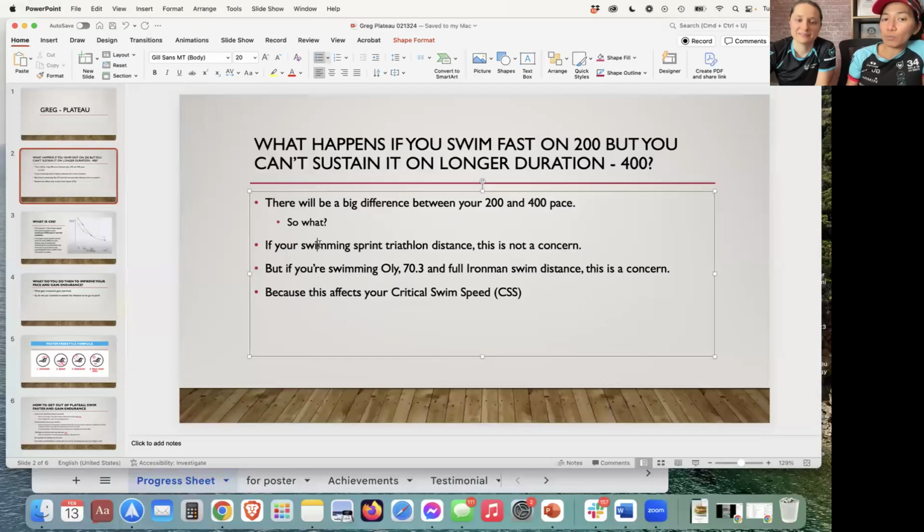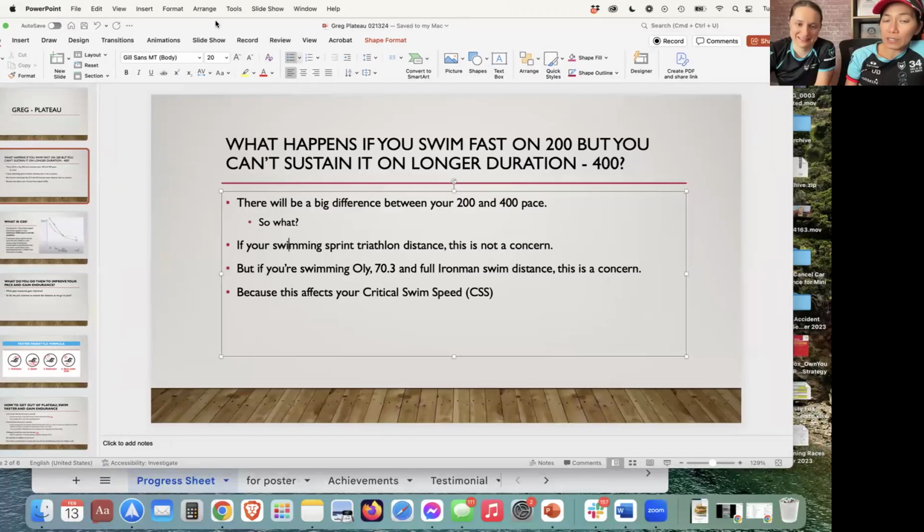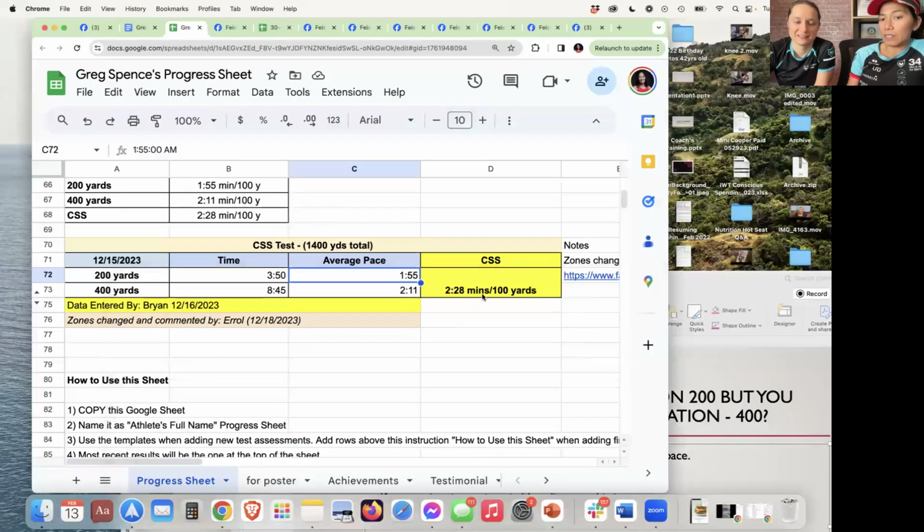If you're swimming sprint triathlon distance, that is okay, because sprint is short. You're gonna be done. But if you are aiming for Olympic distance, which is about 1,700 yards, 70.3 distance, which is 1.2 miles or 2,100 yards, or full Ironman, which is 2.4 miles, this is a concern. Why? Because it's gonna affect critical swim speed, which is what happened here. It affected the 228, a big gap, right?